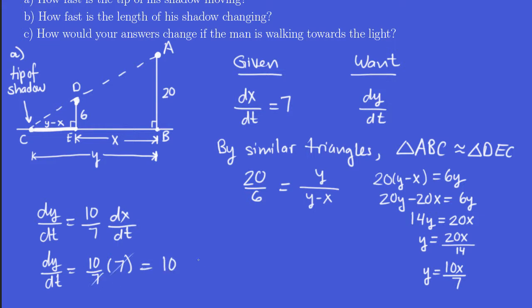What is the units on that? Well, it's feet per second. And that's actually the answer for part A. We wanted dy/dt, and here we have it. It's 10 feet per second. So the man is moving at 7 feet per second, but the tip of his shadow is actually moving at 10 feet per second. So for part B, how do we do that?